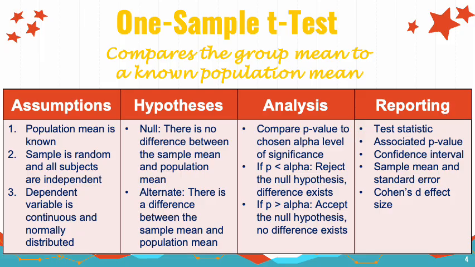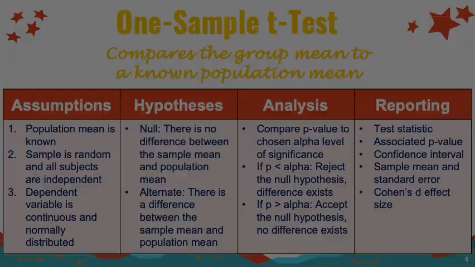You should report a Cohen's d, which is a measure of effect size, which we talked about in a previous lecture. Remember, it is important to report both the p-value and the effect size because the p-value will speak to the statistical significance of your results and the effect size will speak to the clinical significance.